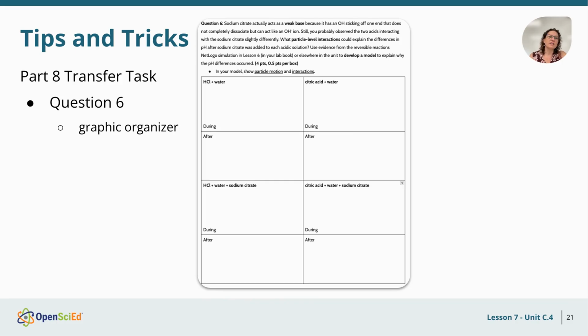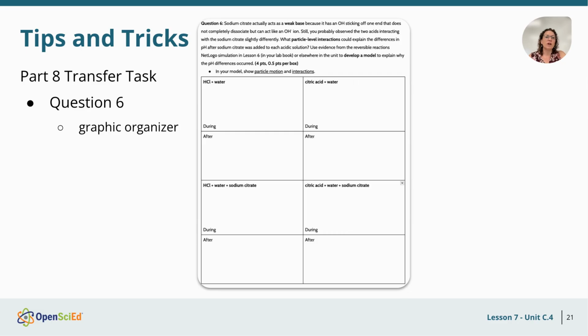For question 6, the students are asked to develop a particle-level model to explain the results from investigation 2, but the task handout just provides a bunch of blank space. To support my students, I gave them a graphic organizer of 8 boxes labeled with the chemical components and during or after. I've also seen teachers make a simple model scaffold showing 2 beakers with zoom-ins before the addition of sodium citrate, and then 2 beakers with zoom-ins after the addition of sodium citrate.